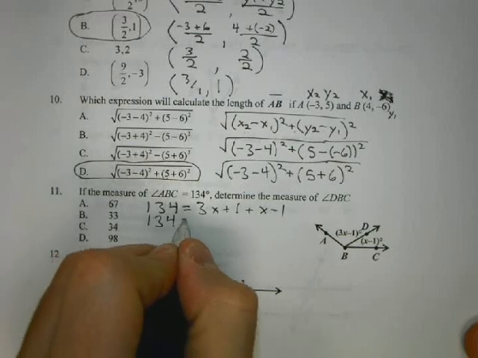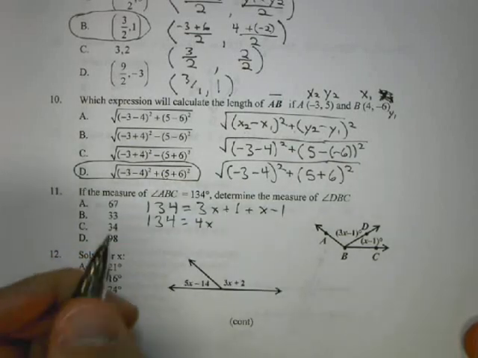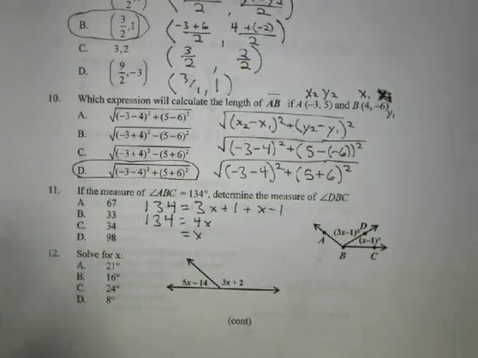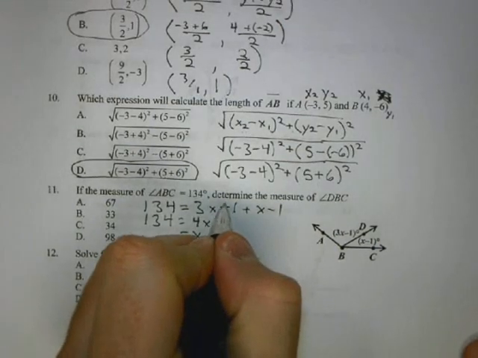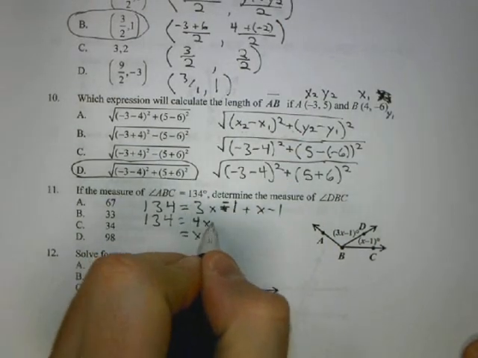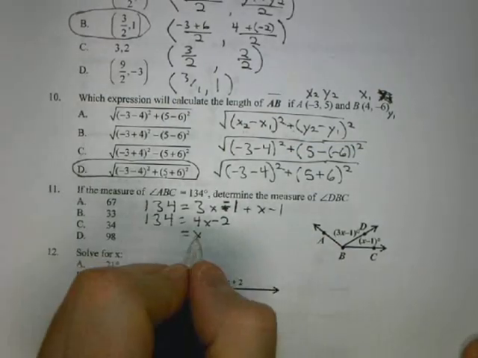Number 11, we're looking at the measure of ABC. ABC is the whole thing. This is angle addition. So 134 equals 3x plus 1 plus x minus 1. We then say 134 equals 4x. We need to divide 134 by 4.